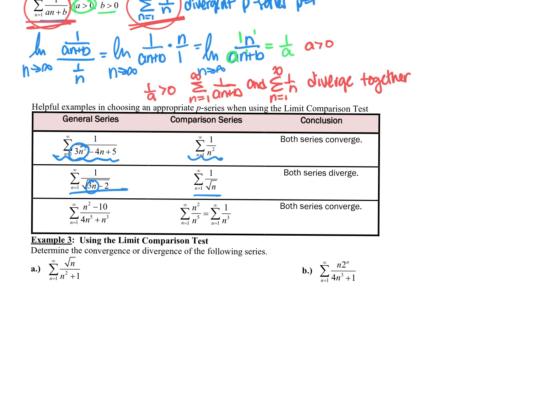When you have a polynomial over a polynomial, you want to look at the ratio of the leading terms and simplify. So here, if we wanted to compare something to n squared over n to the 5th, we would want to compare it to 1 over n cubed, because that simplifies down to 1 over n cubed. So this will behave in a similar way to 1 over n cubed. Okay, so let's do some examples like this.